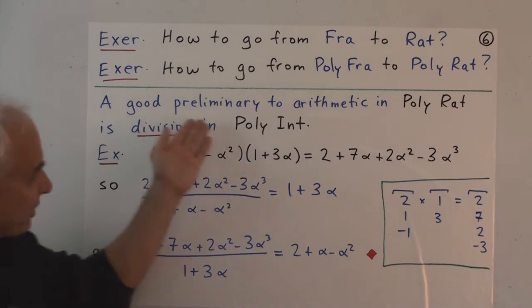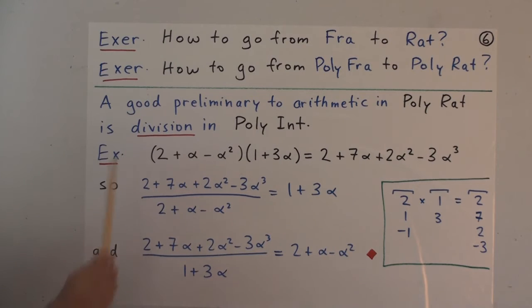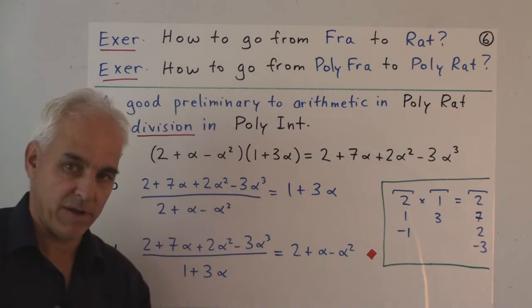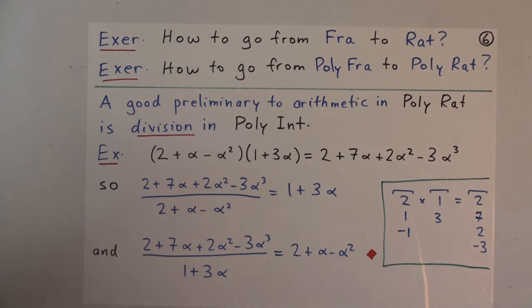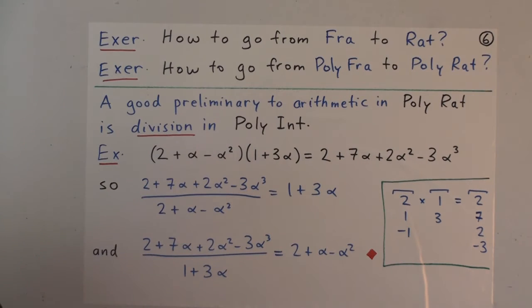Alright, so a good preliminary to actually doing arithmetic with rational polynumbers is to think a little bit about division with ordinary integral polynumbers. And that's what I want to talk about for the rest of the lecture today. We're going to just talk about how you divide one integral polynumber by another. So let's have a look at this example here.